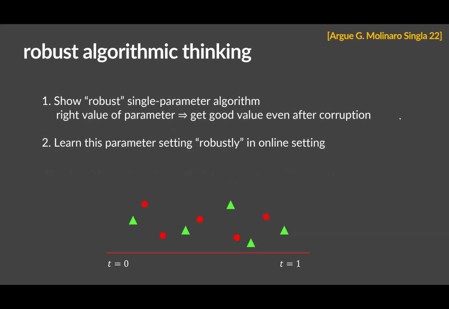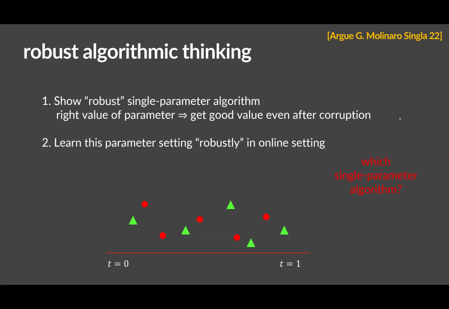And then the second thing is, well, I don't know this magic number, but I'm going to learn it in an online system. So this is going to be a two-part algorithm. And for the second part, whenever you see learn, my favorite algorithm, the experts algorithm, I'm going to use that. But which single parameter? That's the real question.